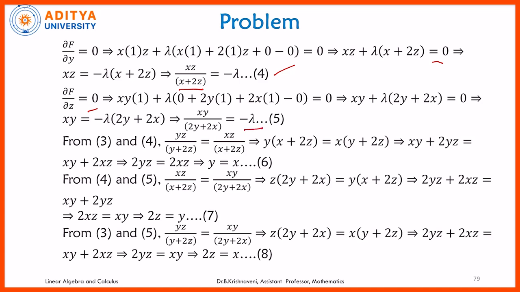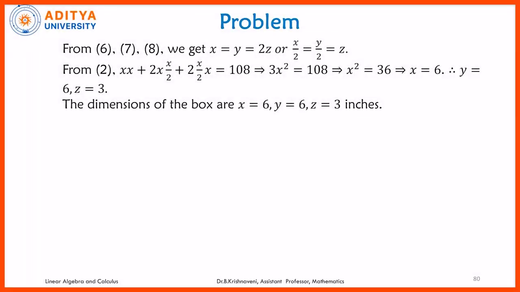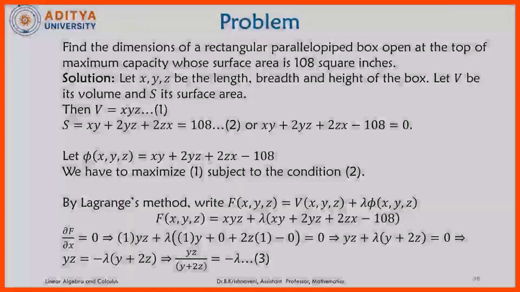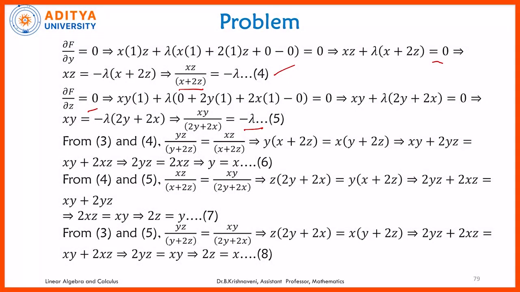If you see equations 3, 4, 5, you are getting the RHS as the same, that is minus lambda. So you can equate the LHS. Combining equations 3 and 4, since both RHS are the same, you can equate the LHS. From this you get y into (x plus 2z) is equal to x into (y plus 2z), which implies xy plus 2yz is equal to xy plus 2xz, which implies 2yz is equal to 2xz. Finally you get the equation y is equal to x, that is the relation.